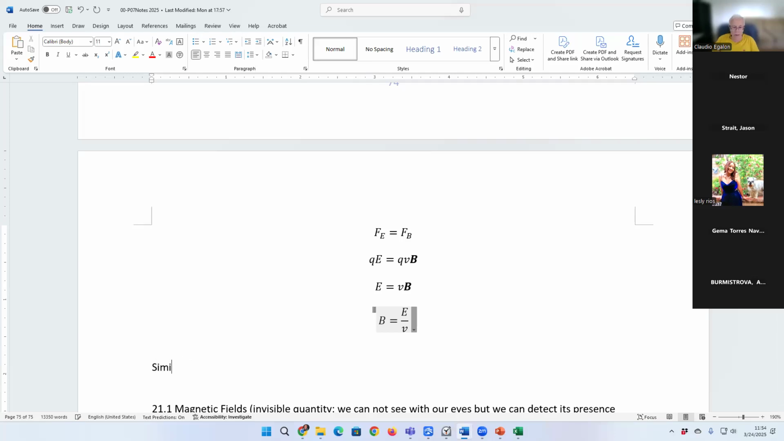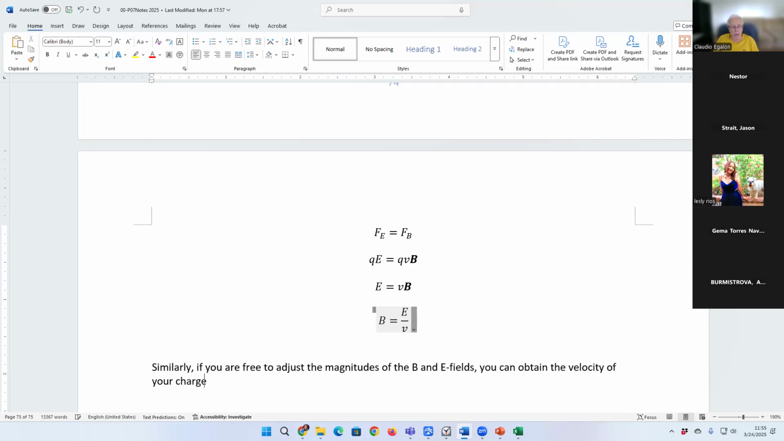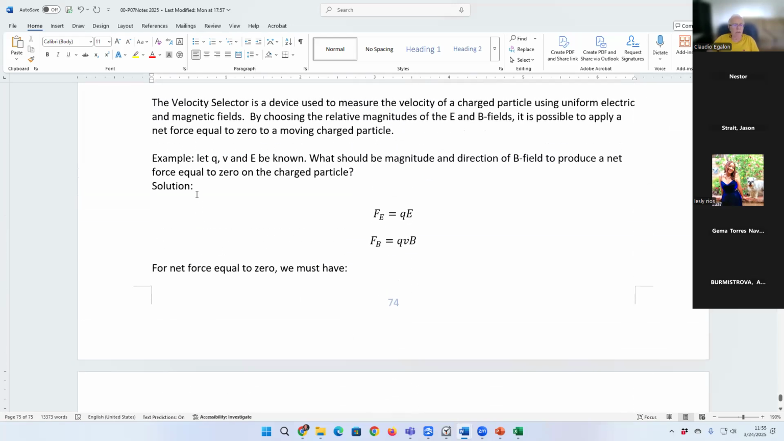Similarly, if you are free to adjust the magnitudes of the B and E fields, you can obtain the velocity of your charged particle. Okay? Another example, right? Let's put it here. Another example.